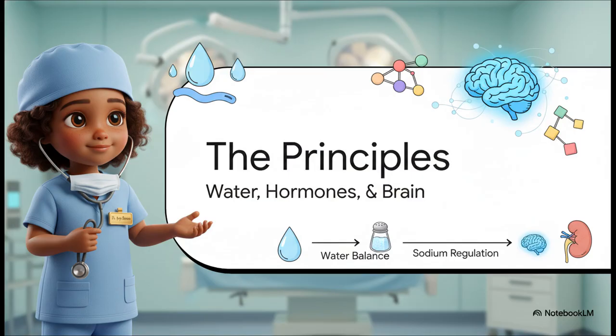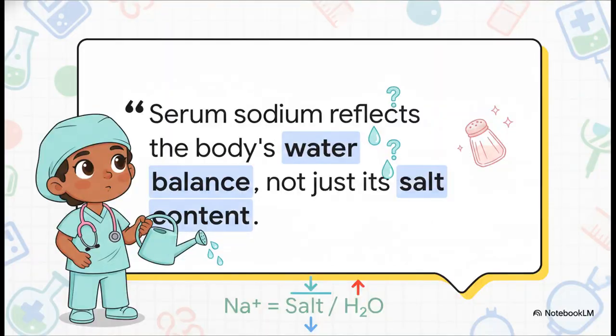If you can really grasp the basic physiology of how our bodies manage water, everything else we talk about is going to click into place. This one sentence right here changes everything. Your patient's serum sodium is really just a reflection of the ratio between their total body salt and their total body water. So when that number goes up, it's almost always because the water part of that equation has gone down. So on the ABSITE, the first thing you should think is, is this a water problem?